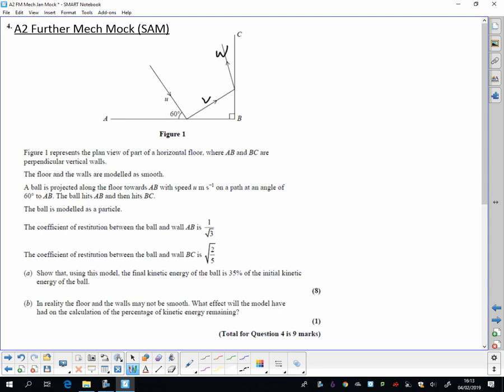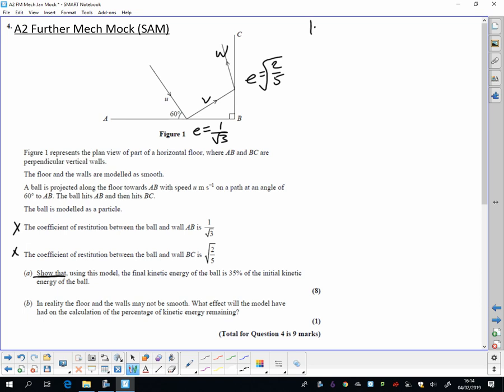Then there's some information. The floor and the walls are smooth, so we're going to have no problems there with friction. We've got all the rest of the information on. Then we've got the coefficient of restitution. Between A and B, it's 1 over root 3, and between B and C, square root of 2 over 5. And they want us to show that the final kinetic energy is 35% of the initial kinetic energy.